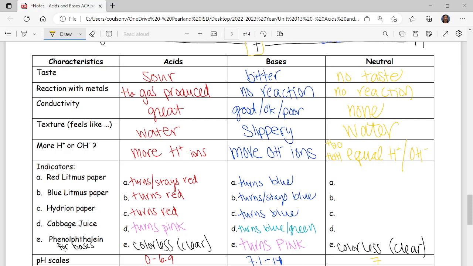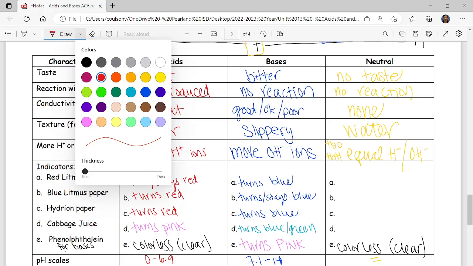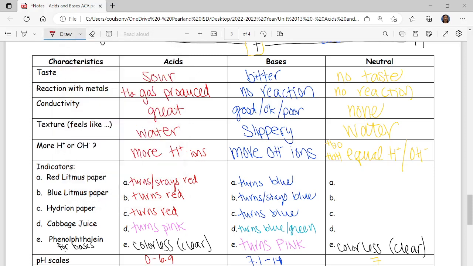Make sense? Cool. And then as far as the indicators, if you have red litmus paper and you put water on it, what ends up happening is it just looks like wet red paper. So if you can imagine taking a piece of construction paper, for example, and it's red and you spray some water on it and it kind of looks like darker red just because you can tell that it's wet, that is exactly what happens when you dip red litmus paper into water. So turns / stays red.